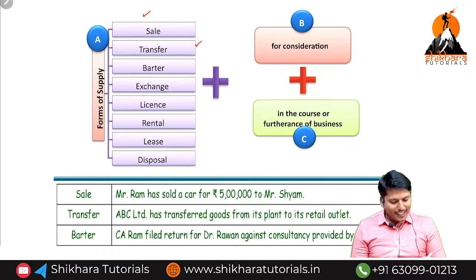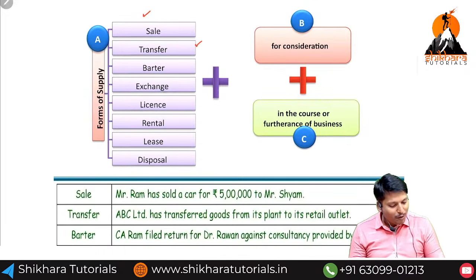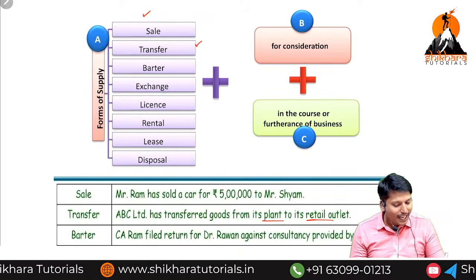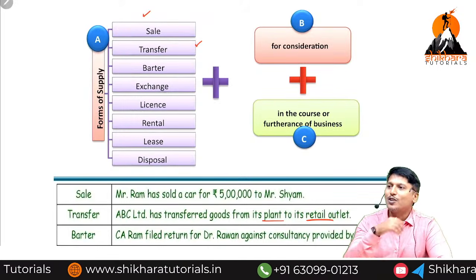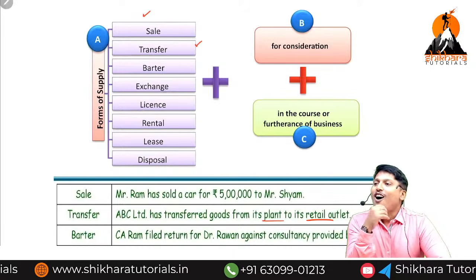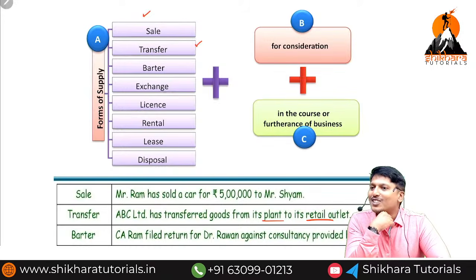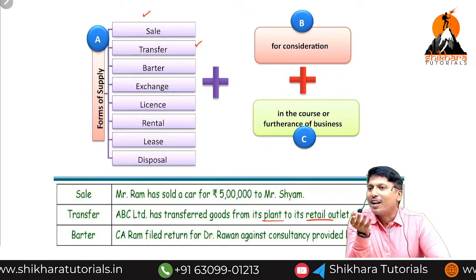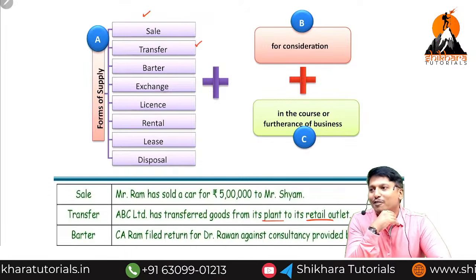Here, ABC Limited transferred some goods from its plants to a retail outlet. It is also a supply. Stock transfers are also a supply, for example stock transfers from a warehouse to a sales office.